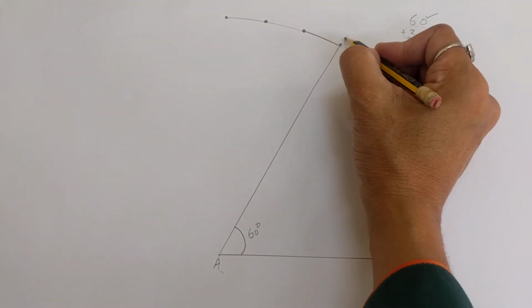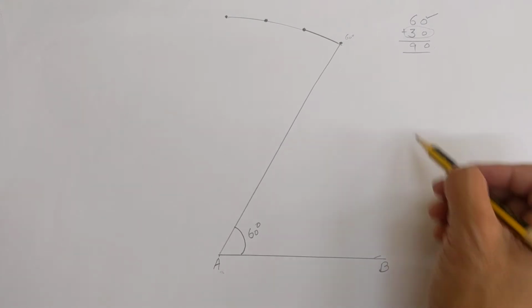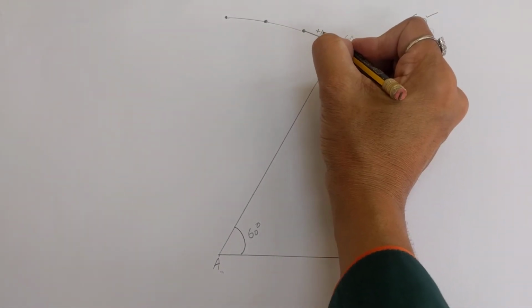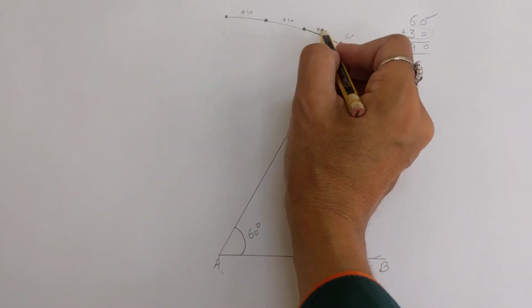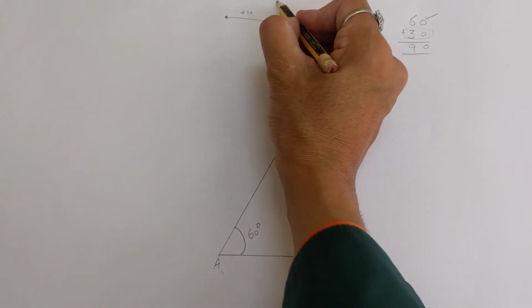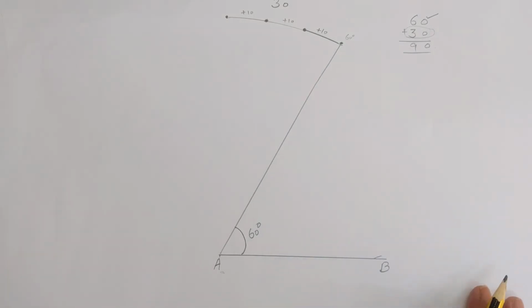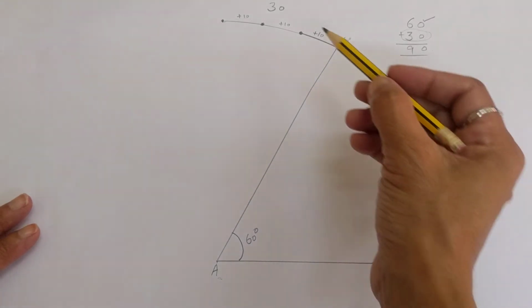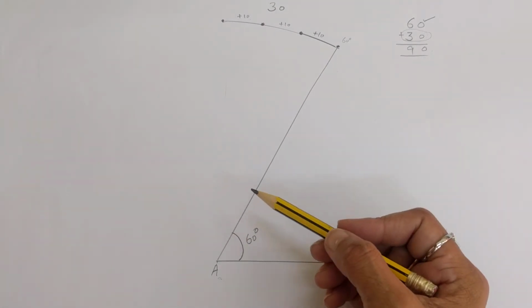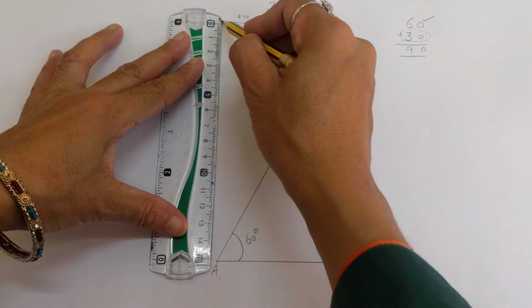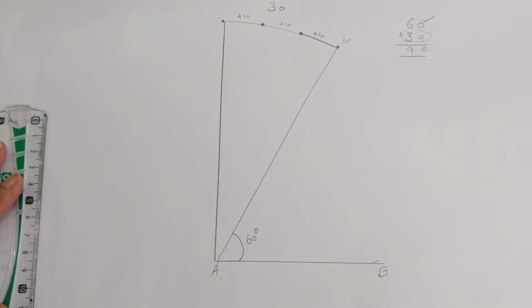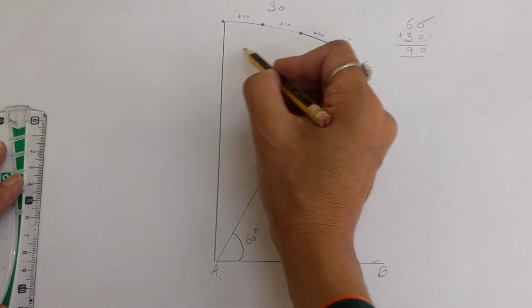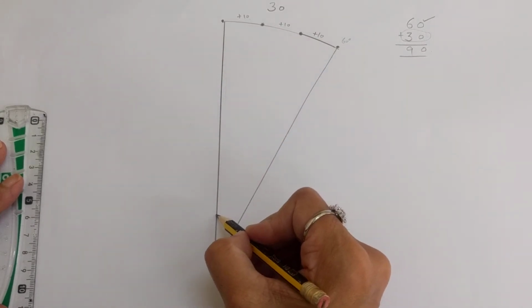So this one was the 60 degree. After 60, 10 plus 10 plus 10. Total: 10 plus 10 is 20, 20 plus 10 is 30. It means this space. Now I will join this last point. Got it? Now this space is equal to 30 degree angle.